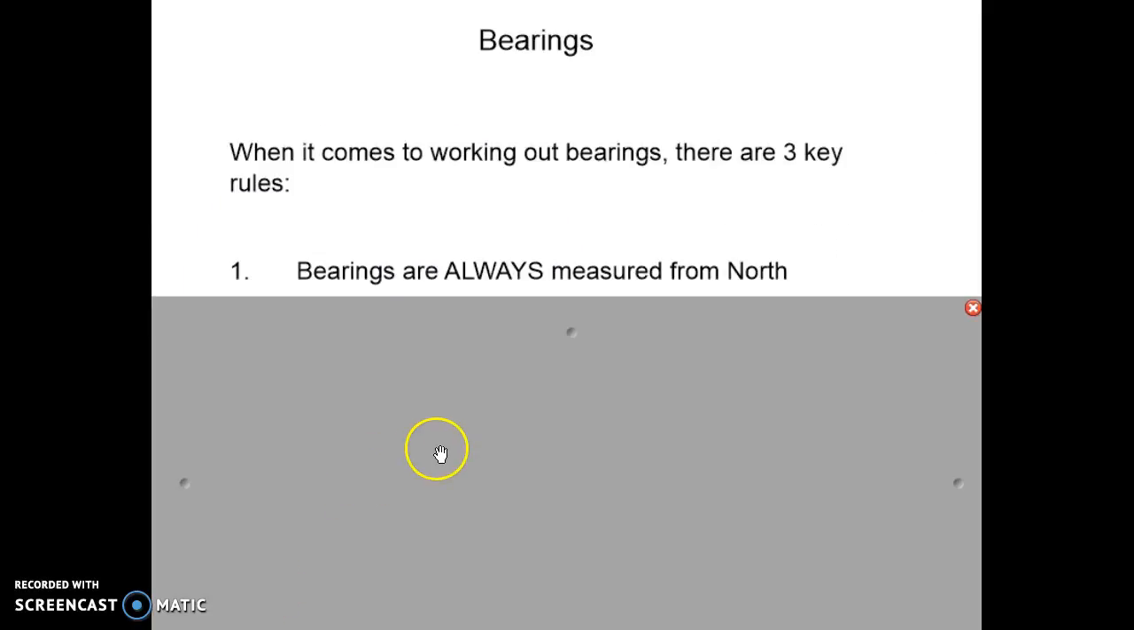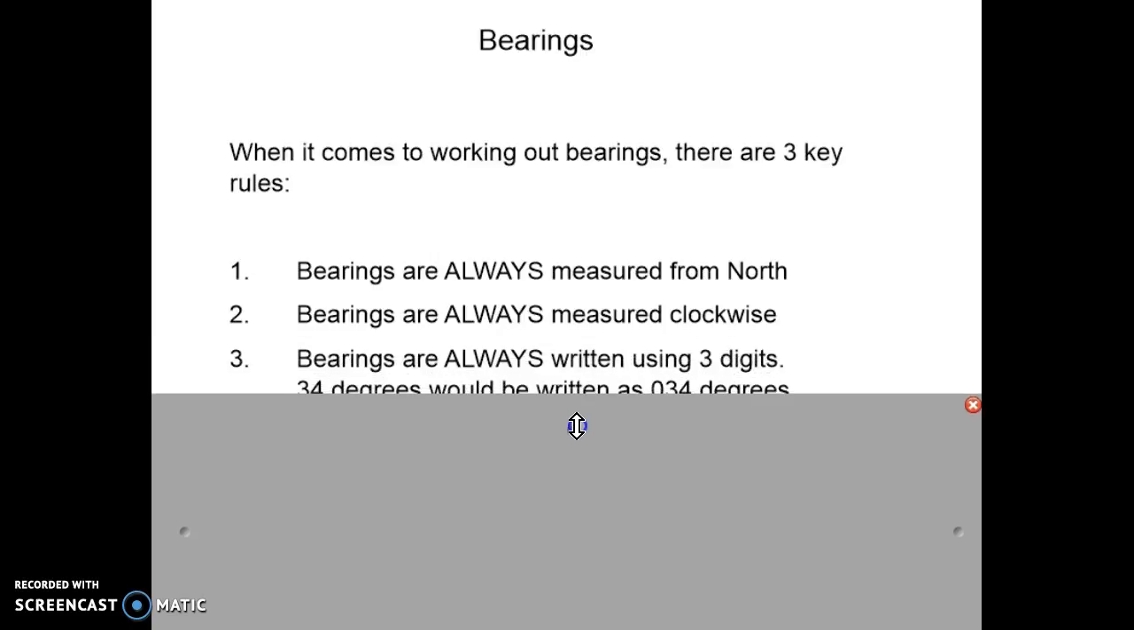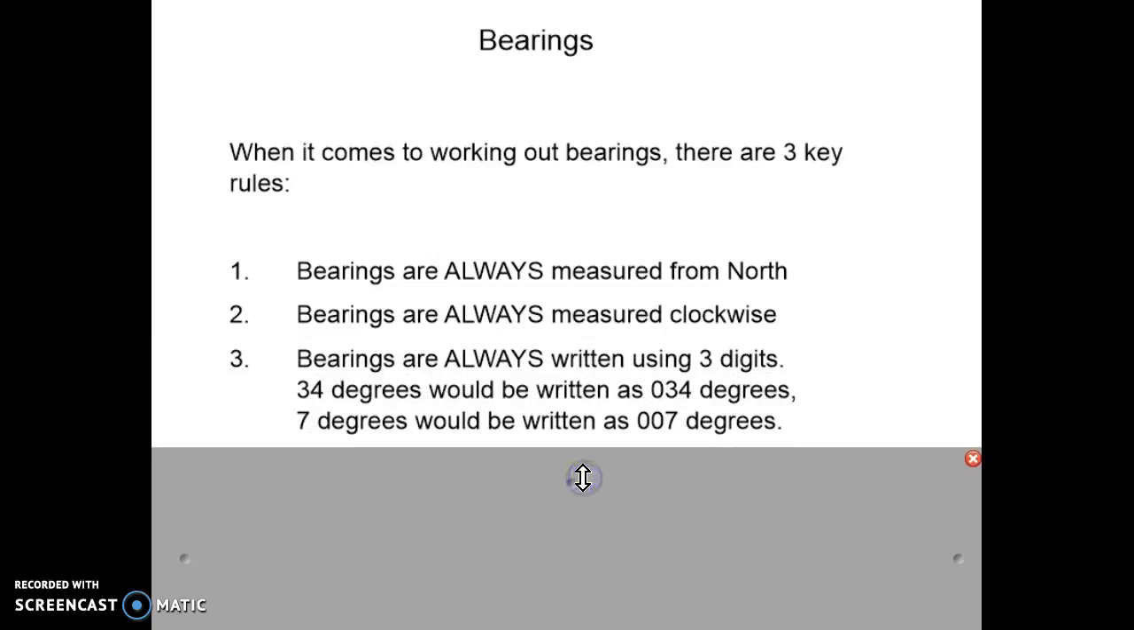Okay, firstly, bearings are always measured from north. Bearings are always measured clockwise. And thirdly, bearings are always written using 3 digits. So 34 degrees would be 034, and an angle of 7 degrees as a bearing would be 007 degrees.